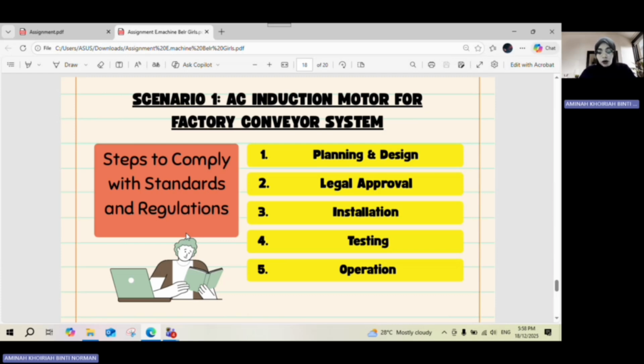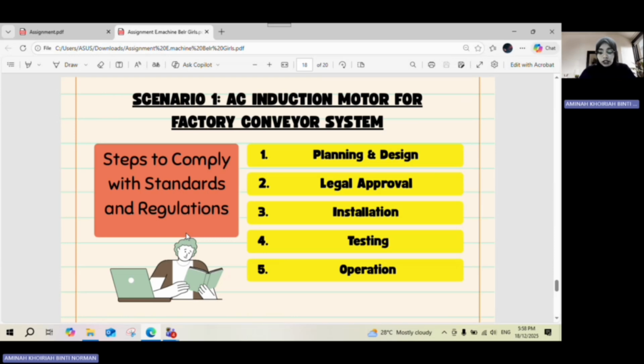Second is about legal approval, where the engineer needs to ensure the work is done by a competent wireman or chargeman. And the engineer needs to submit the installation plan to Suruhanjaya Tenaga (ST) to get an approval for the system to be applied to the industry.